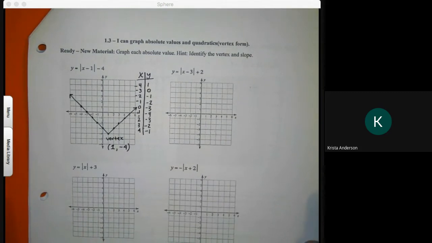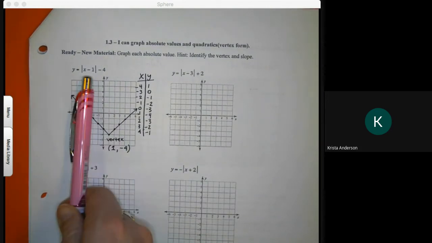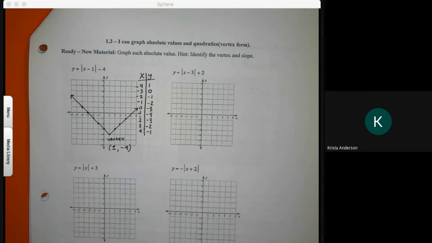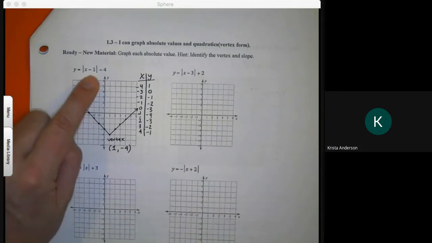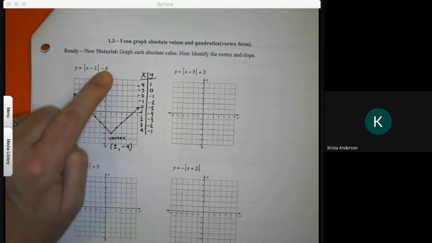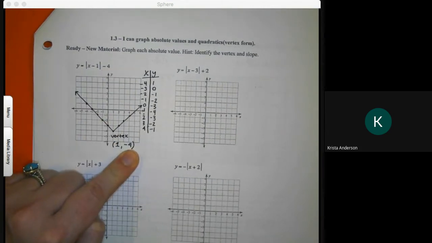Does anybody see a shortcut to find 1, -4? No? Look at the equation. What does the equation have in it? A -4. And why would that be a 1? There's a 1 right there. Oh. Opposite of a -1 is +1. -4 stays the same. It's like point slope form for a line.